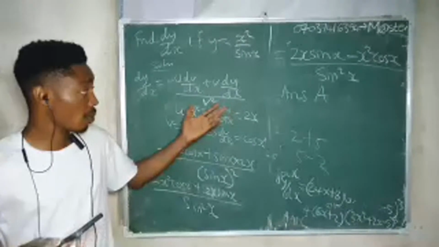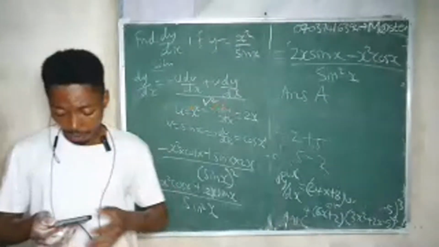Why? Minus 2 plus 5 is the same as 5 minus 2. That's what is happening here. Minus x squared cos x plus 2x sine x is the same as 2x sine x minus x squared cos x. So the option that fits into the answer is option A.